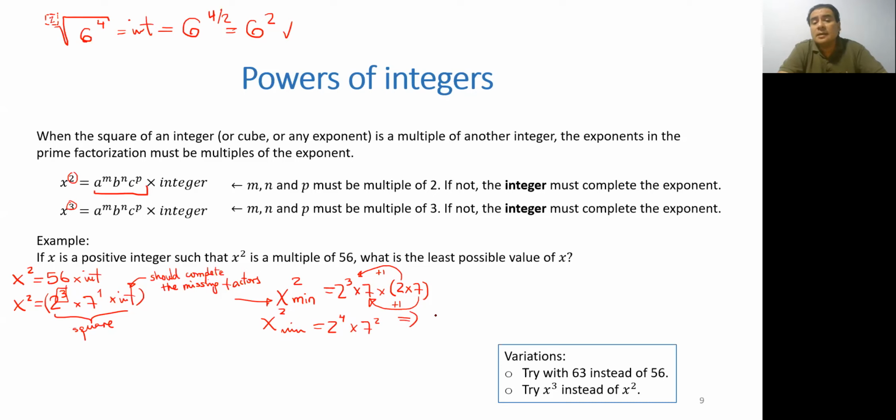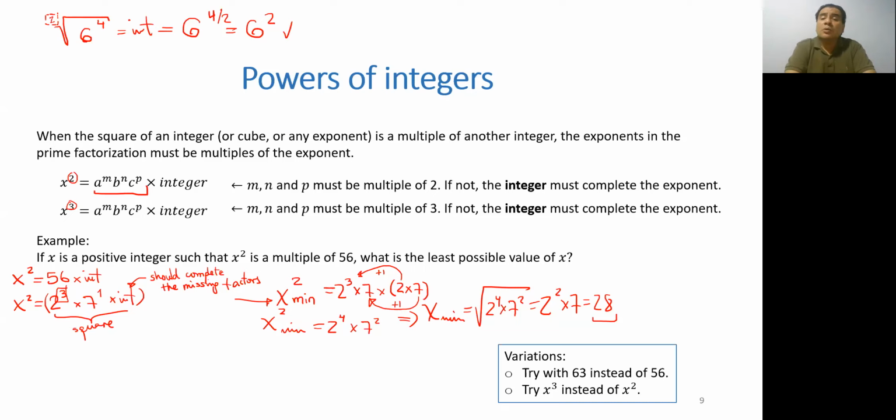In this way, now you can find the minimum value of x. You just take the square root of the two sides of the equation, and you will get 2 squared times 7. And this is 28. So this is the answer. This is the minimum value of x that has a square that is a multiple of 56.